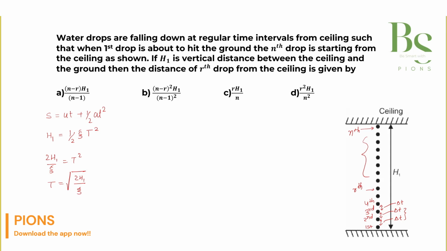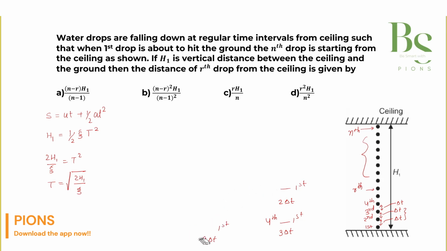3 times delta t. So time interval, listen very carefully, we are building one concept. Between the second drop and the first drop, the time interval is delta t. Between the third and the first one, twice of delta t, correct? Between fourth and the first one, it is 3 delta t. Between 10th and the first one, it must be how much? 9 delta t, correct?